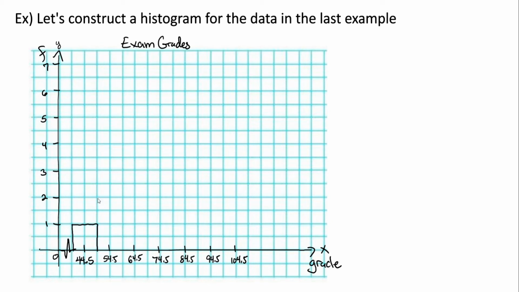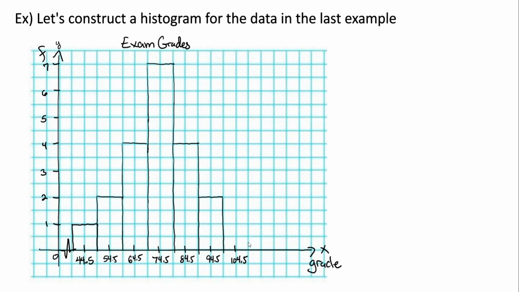Our next class has a frequency of 2. So its bar will have a height of 2. Next class has a frequency of 4. The next class had a frequency of 7. The next class had a frequency of 4. And the next class had a frequency of 2. And then our last class over here had a frequency of 0, so we wouldn't draw a bar there.